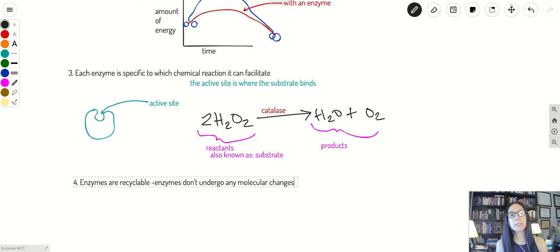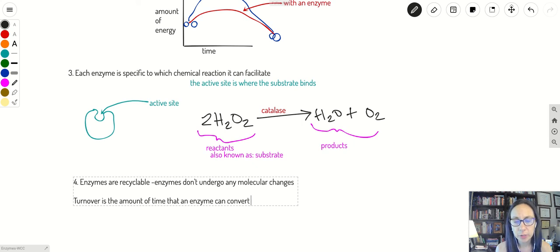Okay, because the substrate does undergo a molecular change and becomes a product. And so every time an enzyme gets a substrate and turns it into a product, that is called a turnover. And each enzyme has a specific turnover number. So turnover is the amount of time that an enzyme can convert a substrate into a product.